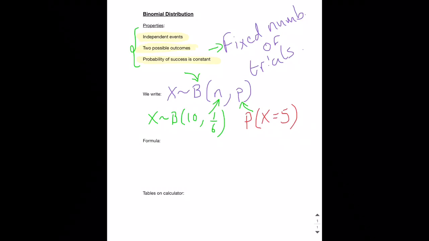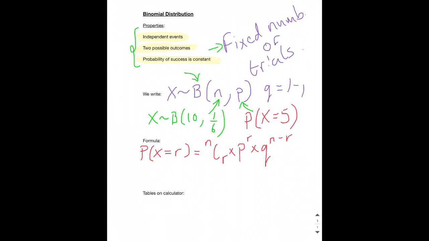Well, there's a formula for this. Again, you can see where this comes from on the website, and it's given by n choose r times p to the power of r times q to the power of n minus r. Now I'm using q there to represent the probability of failure, so the probability of not getting a 6.